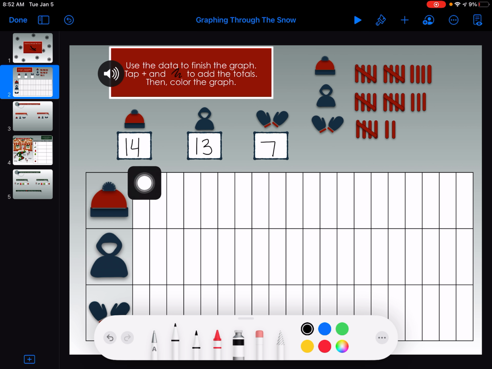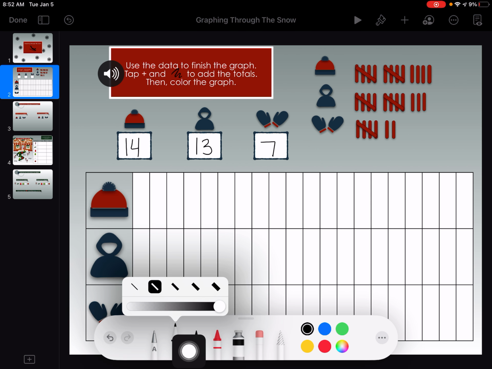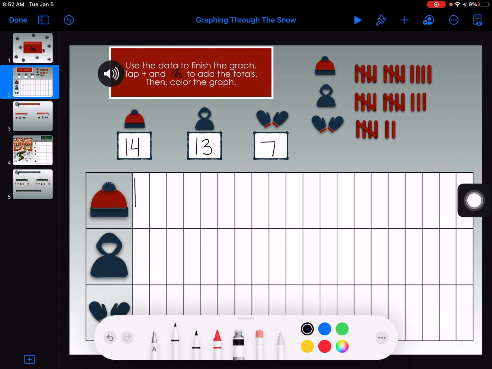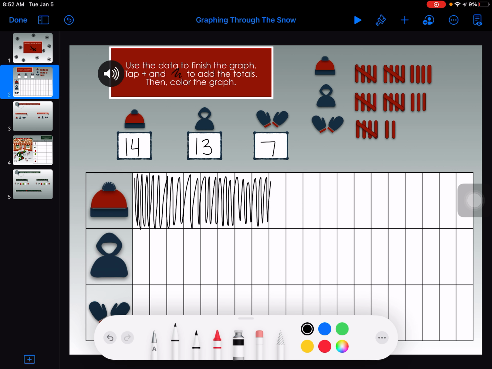We added the totals. Now we need to color the graph. So I'm going to use my drawing tool and I'm going to pick a color and color in 14 of these boxes next to the hat picture to show that there are 14 hats. 1, 2, 3, 4, 5, 6, 7, 8, 9, 10, 11, 12, 13, 14.